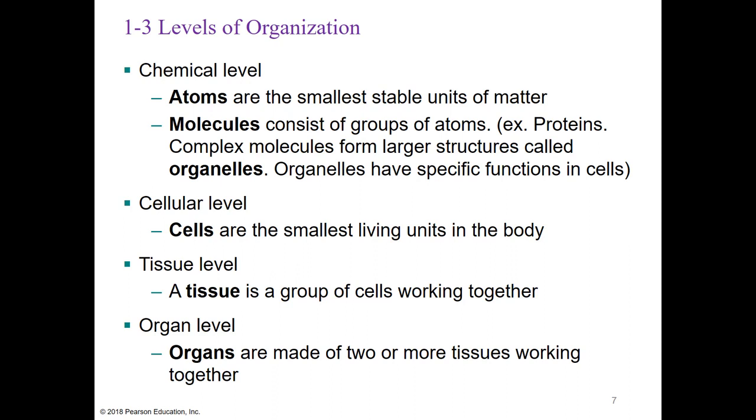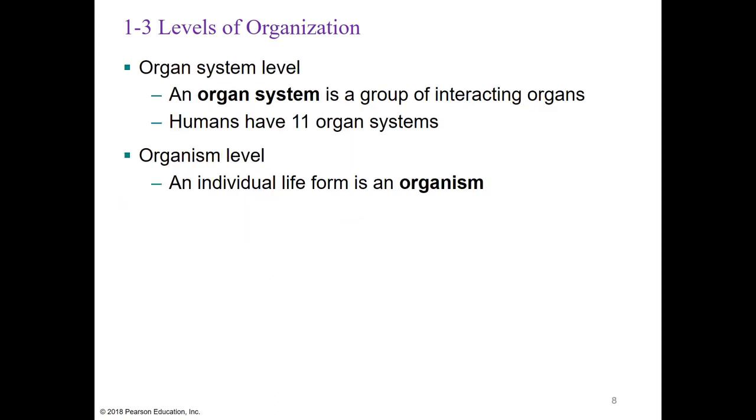If we group similar cells together that work as a team, we get the tissue level. If we group tissues together and these tissues are similar, then we get organs. If we put the organ's accessories or organs that work with it together, we get the organ system. Humans have 11 organ systems, which we will eventually cover all of. And if we combine all 11 organ systems together, we get the whole organism.